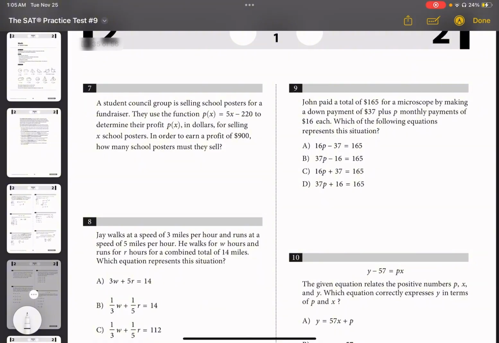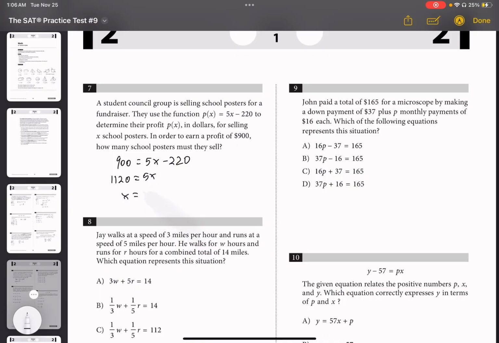Next question. A student council group is selling school posters for a fundraiser. They use the function p of x is equal to 5x minus 220 to determine their profit p of x in dollars for selling x school posters. In order to earn a profit of $900, how many school posters must they sell? So if they're looking for a profit of 900, we're going to set p of x equal to 900 and then keep our right side of the equation the same. We're going to move 220 to the other side, which is going to give us 1,120 is equal to 5x. Now we divide 1,120 divided by 5.